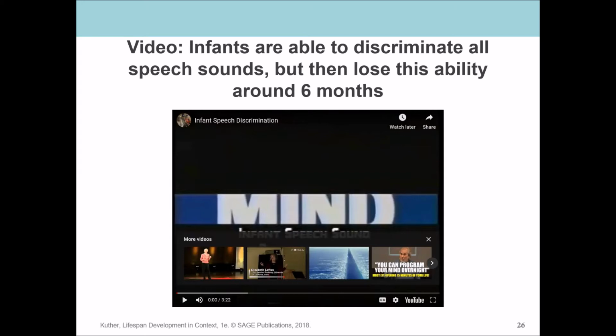Phonemes, this is an idea we'll come back to in the language section. Phonemes are the smallest unit of sound in language. So for example, the word cat can be broken up into three phonemes: k, a, t. Cat. So that's 3 sounds, 3 phonemes.